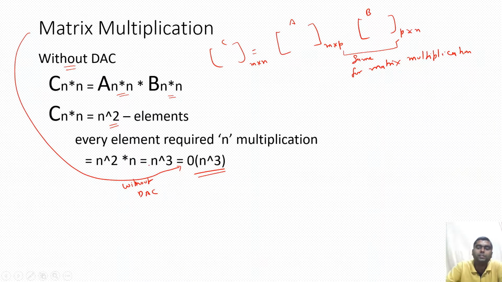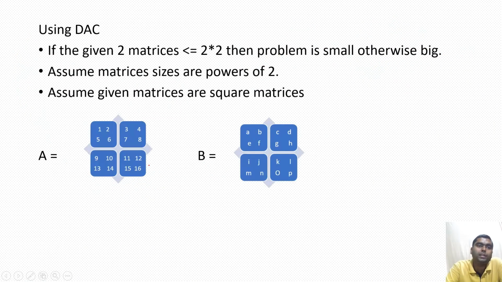Now let us see how we can solve the same problem with divide and conquer. Firstly, if the given two matrices are less than or equal to 2 by 2, then the problem is small, otherwise it is big, like 4 by 4, 8 by 8. So this is the first point: assume matrix sizes are power of 2.